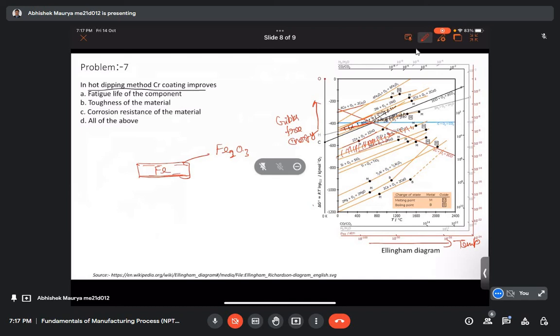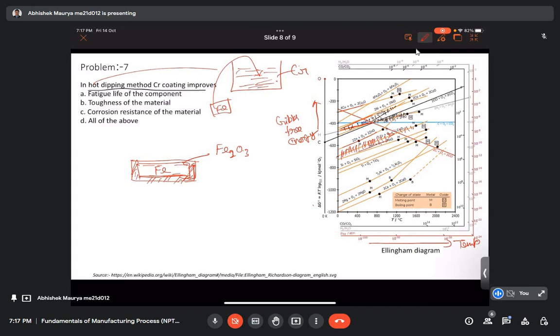Then what happens if we coat this material with chromium? In hot dipping, what we do is, suppose here we have molten chromium, we take our ferrous metal and dip it inside the molten chromium, and what happens? A layer of chromium, basically this is the chromium layer, forms, and the iron will be surrounded by the chromium layer.